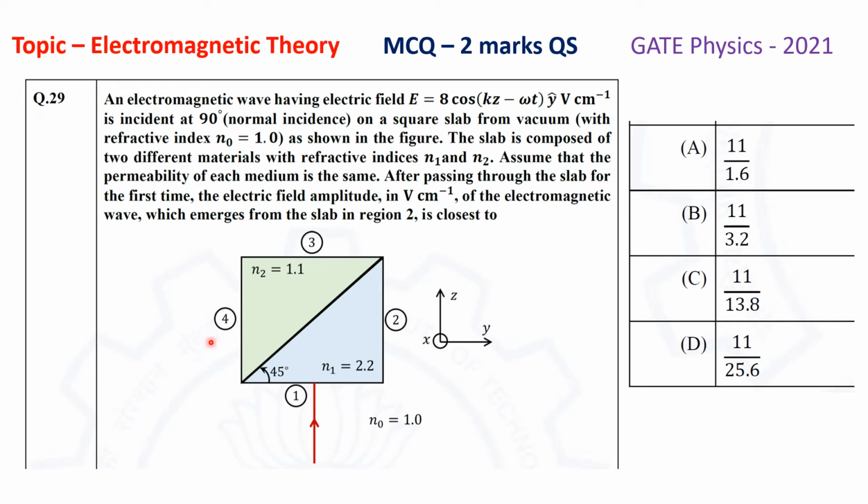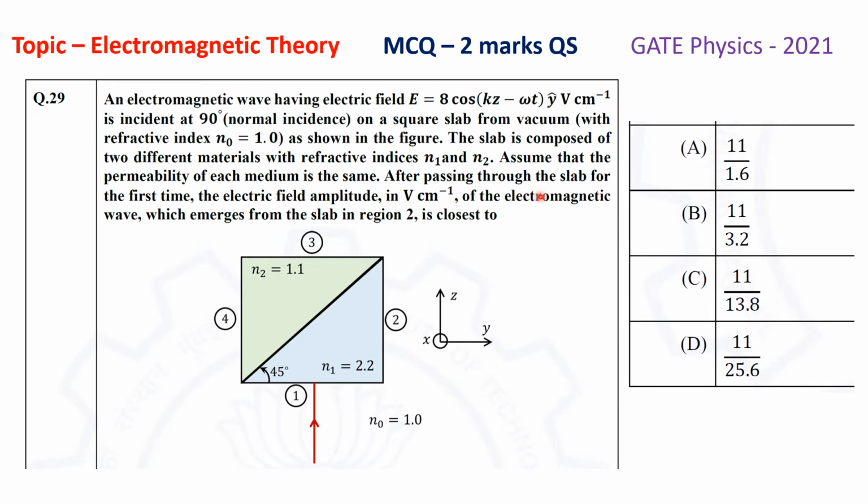So according to this schematic diagram, an electromagnetic wave is incident on the surface 1 of the square slab at 90 degrees. The slab is composed of two different materials with refractive indices N1 and N2. So in the square slab, two regions, that is green and blue, are divided by this diagonal, and this green region has refractive index N2 equals 1.1 and this blue region has refractive index 2.2. Assume that the permeability of each medium is the same.